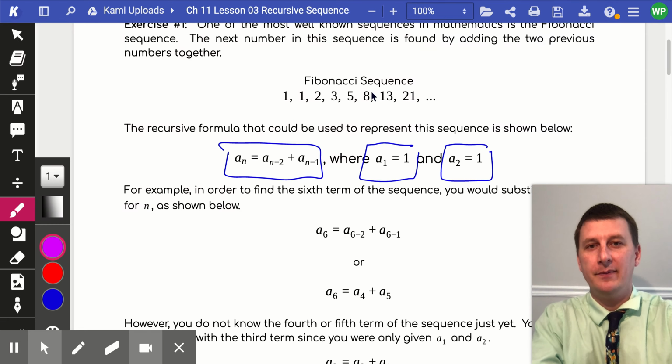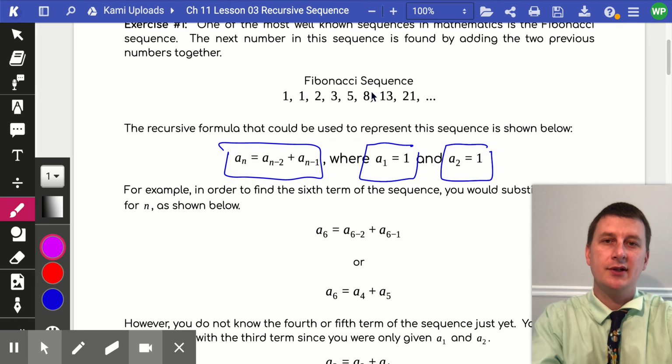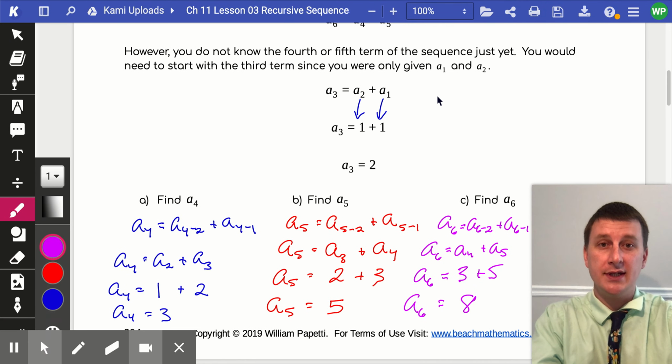It's a formula that helps us find the next term in a sequence using previous terms in that sequence. That's our introduction to recursive sequences.